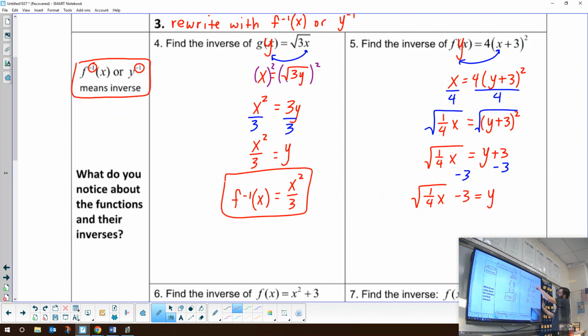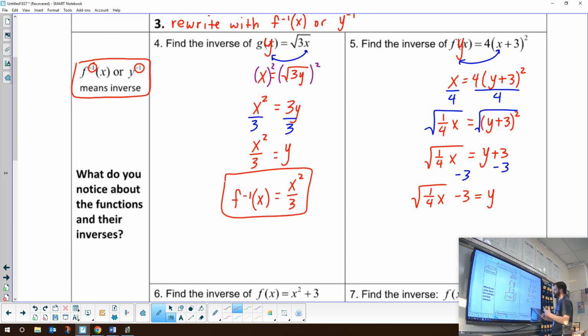And look at this. I was multiplying by 4 on the outside. Now I'm dividing by 4 on the inside. I was squaring, now I'm square rooting. I was adding 3 on the inside. Now I'm minusing 3 on the outside. So everything is just a little bit backwards.